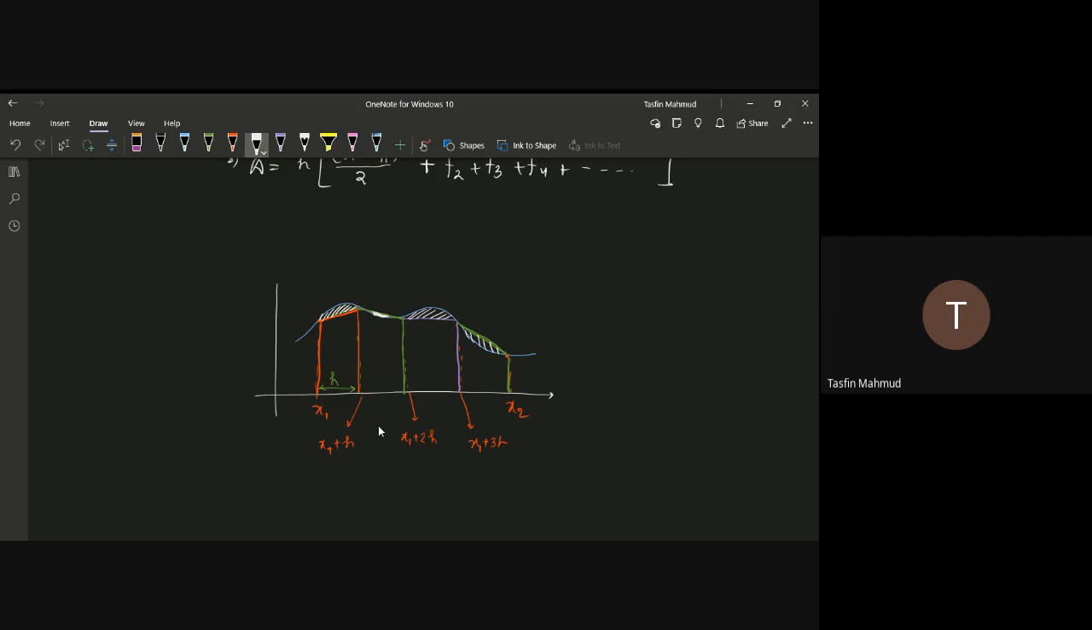Okay, so what you have to do is write the code of the trapezoidal rule yourself.